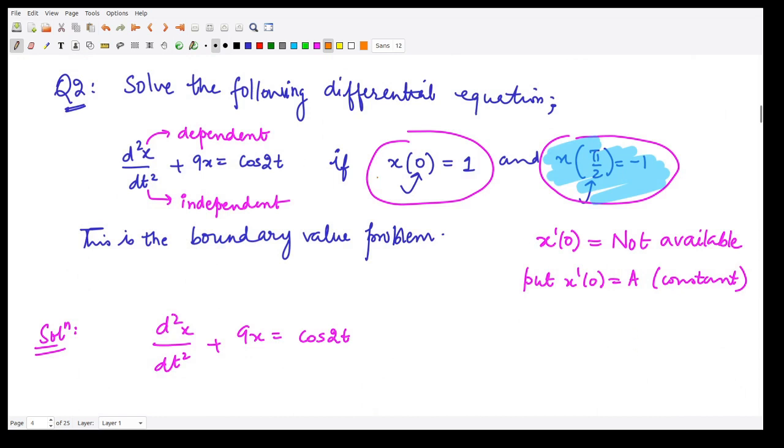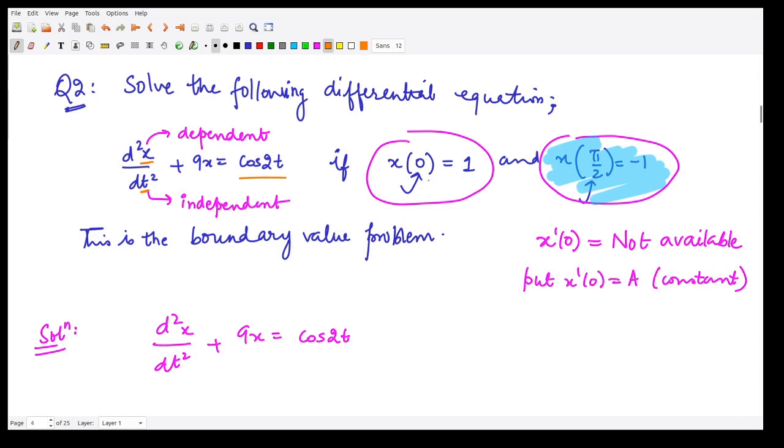In this question, we are to solve this differential equation, d2x by dt2 plus 9x is equal to cos 2t, and we are given x at the point 0 is equal to 1. So first of all you should know that the dependent variable is x, and the independent variable is t.